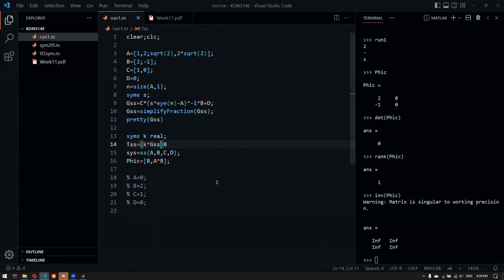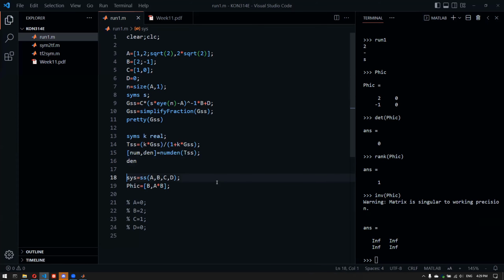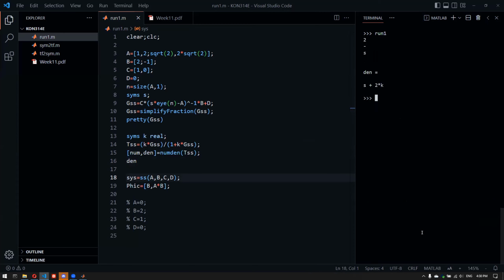I'm basically designing a P-type controller for the system. Since I can convert it into a transfer function, I can do whatever I want. So this is basically it. Then we will have num, and then T(s), and we'll see what the denominator looks like. So s plus 2k.